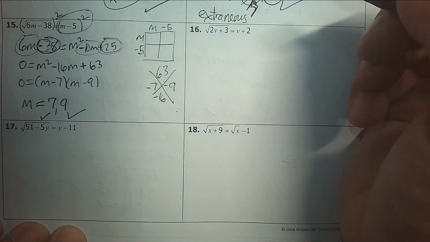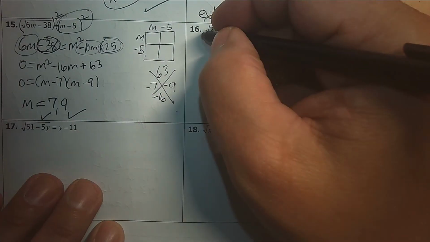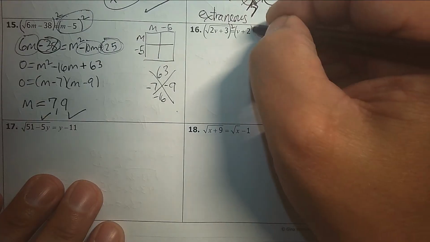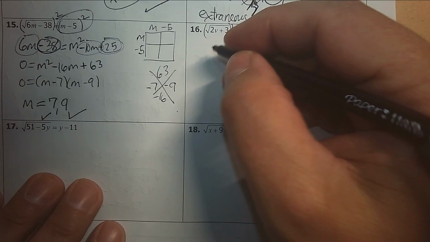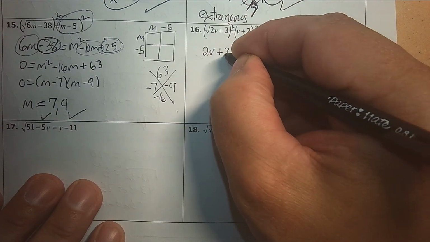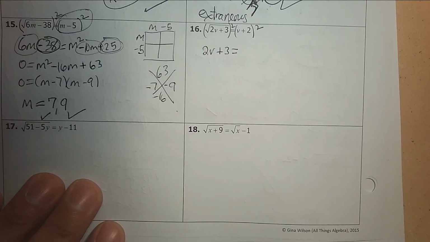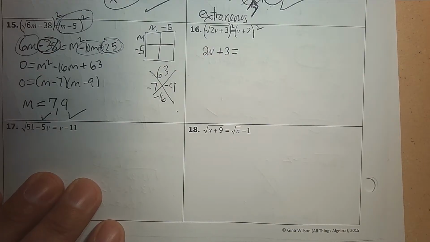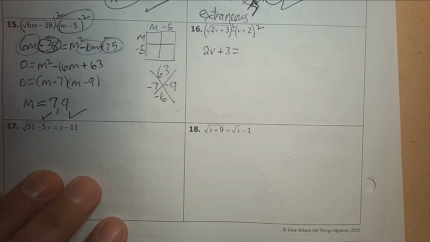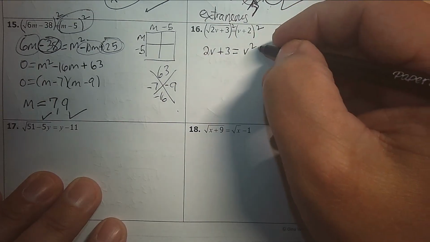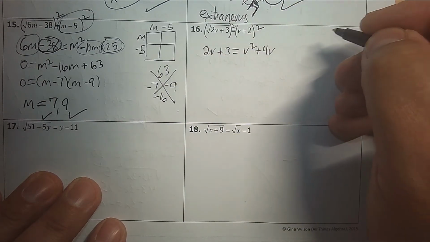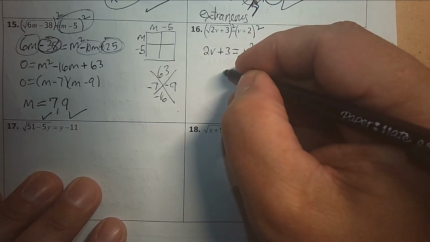What should I do first? So on the left side, what do I have? 2v plus 3. On the right side, v plus 2 squared. I know you're going to learn from Cristobal. How do I multiply that out? V plus 2 squared. V squared equals 4v plus 4. Excellent. Make it equal to?